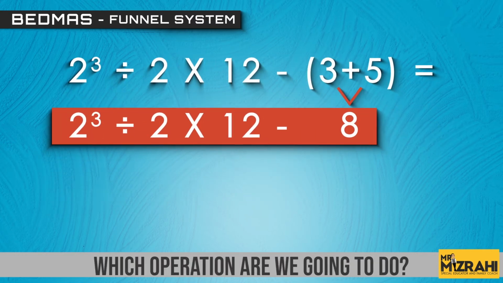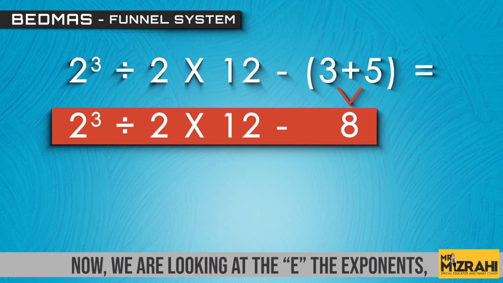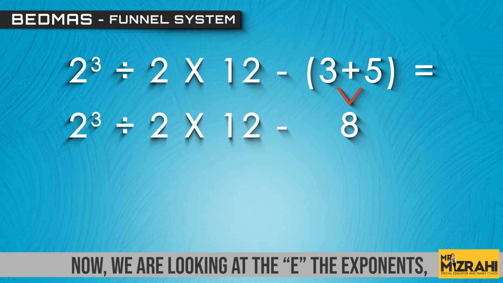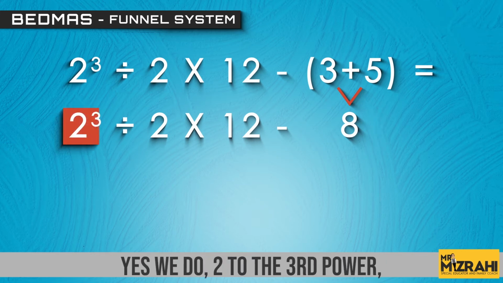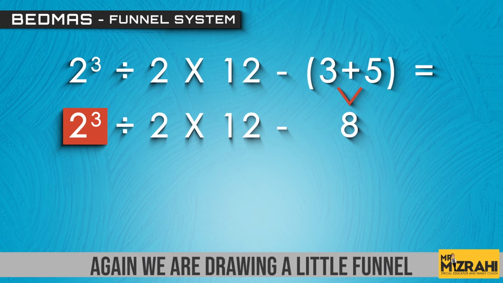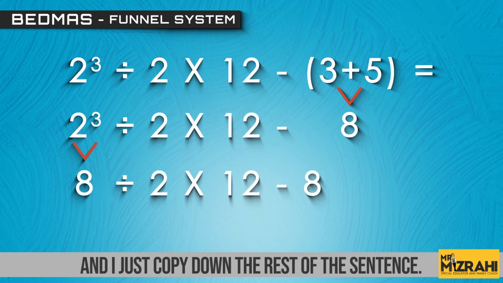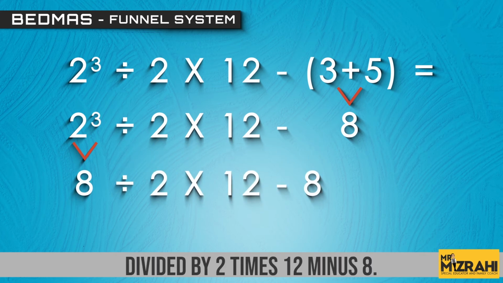Which operation are we going to do? So we are done with the brackets or the parentheses. Now we are looking at the E, the exponents. Do we have any exponents? Yes, we do. 2 to the third power, 2 times 2 times 2, that is 8. Again, we're drawing a little funnel and then an 8. And I just copy down the rest of the sentence: divided by 2 times 12 minus 8.